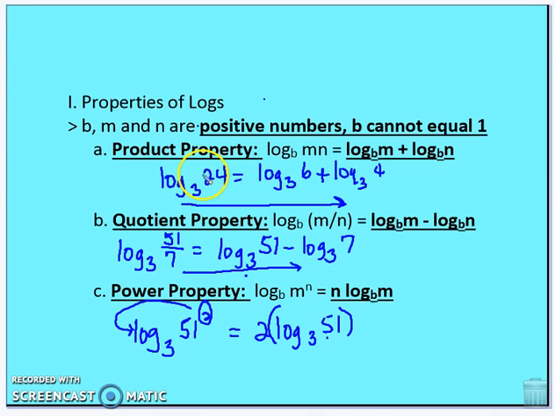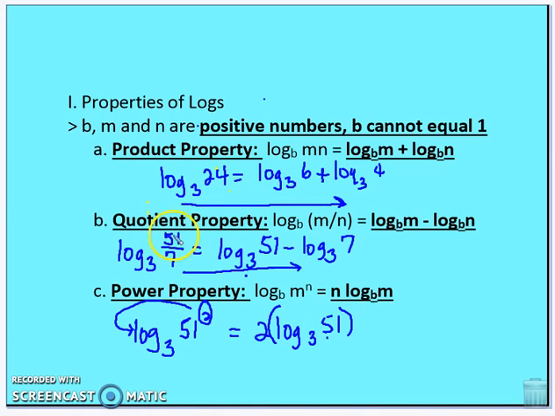So the quotient property, and by the way, this is expanding the log. Condensing the log would be taking the factors and then combining them into a product. And of course, you have to recall that the base has to be the same between the two logs in order for you to use that property in the condensed fashion.